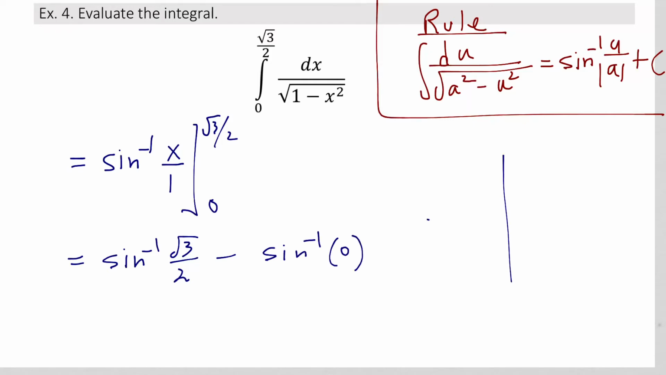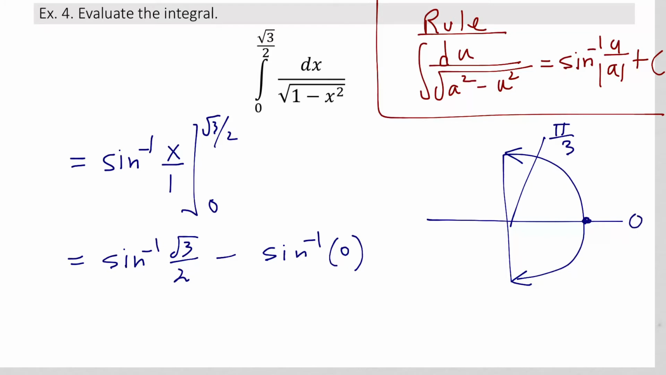All right, so then we think about where that occurs. So the angle whose sine is radical 3 over 2 between negative pi over 2 and pi over 2 would be pi over 3. And the angle whose sine is 0 would be 0. So we've got these two angles. So that's pi over 3 minus 0. So our result is pi over 3. Okay?